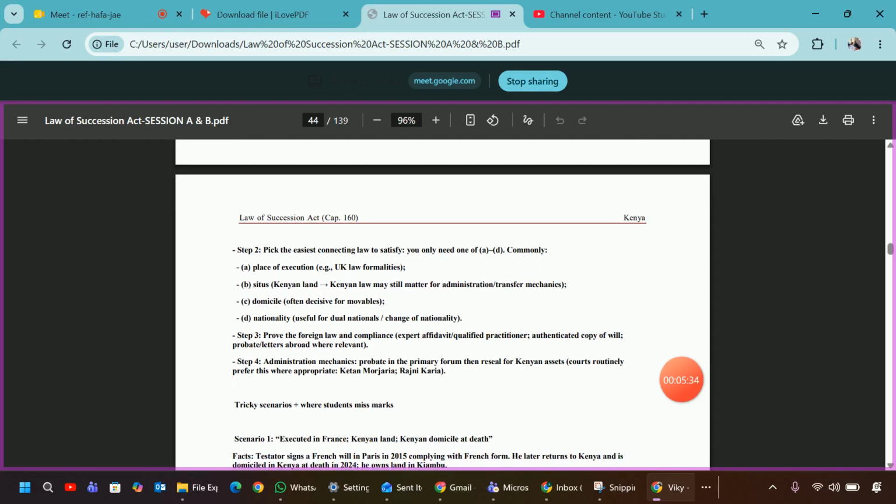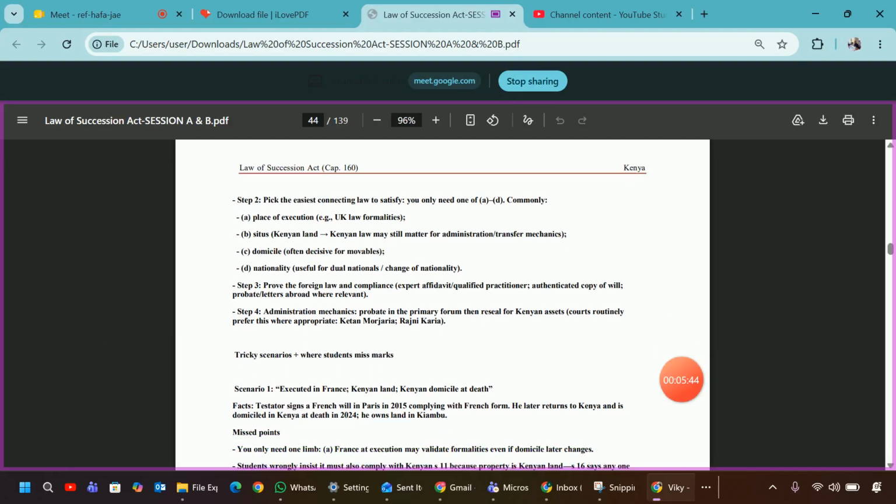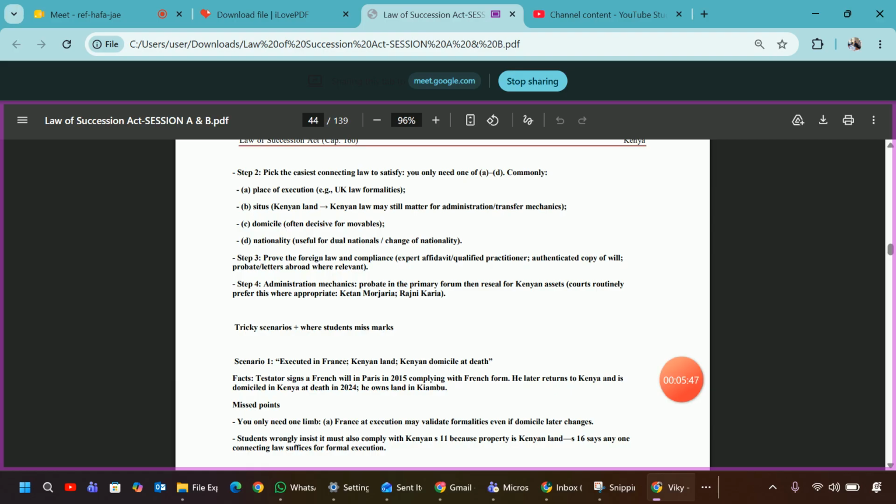Then step number 3, prove the foreign law and compliance. You have an expert affidavit or qualified practitioner of that jurisdiction. You have an authenticated copy of the will, probate or letters abroad where relevant. Step 4, administration mechanics. So probate in the primary forum, then reseal for Kenyan assets. Courts routinely prefer this where appropriate.